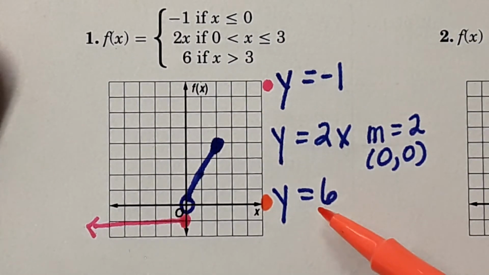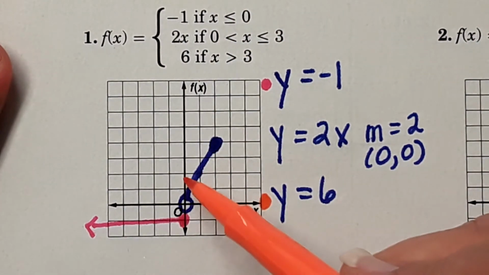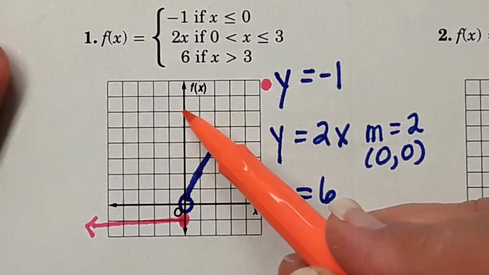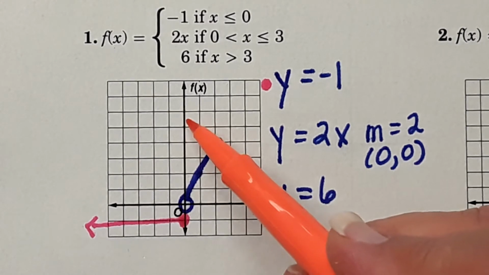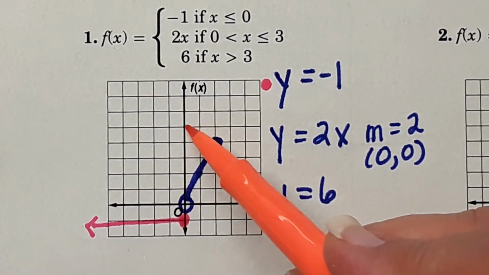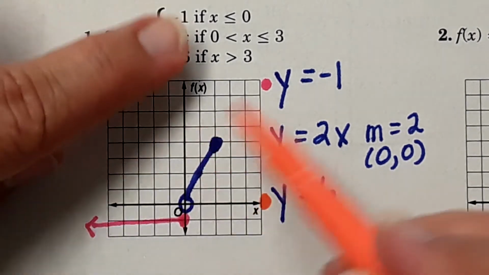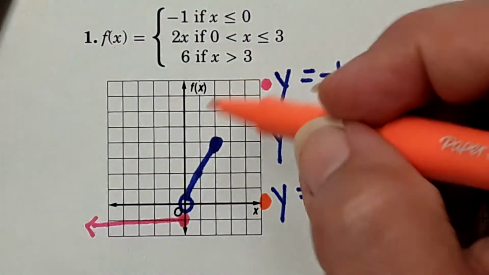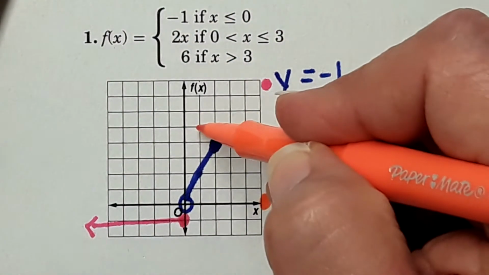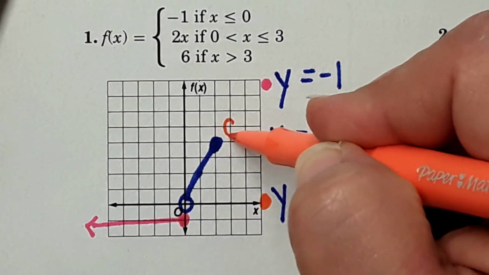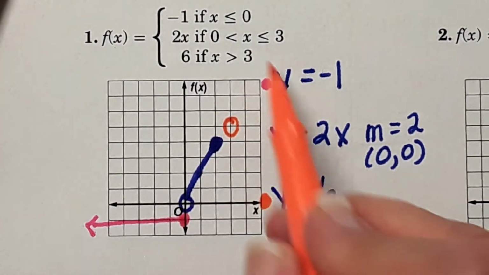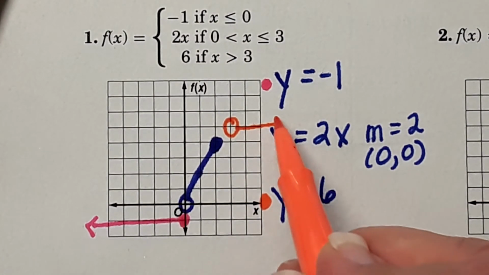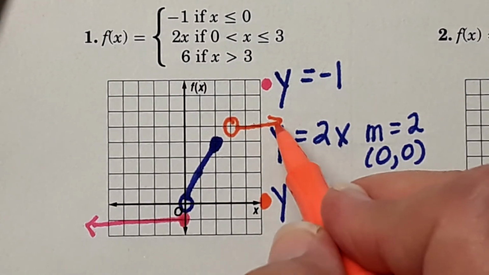Y equals 6. I'm going to go up to 6. 1, 2, 3, 4, 5, 6. But I'm not going to start on 0. Where am I going to put the point? See where it says 3? So I'm going to go over to 6, 3. So 1, 2, 3. And I'm going to put an open circle, again, because it doesn't have a line under it. And I want all numbers greater, so it's going to go that way.